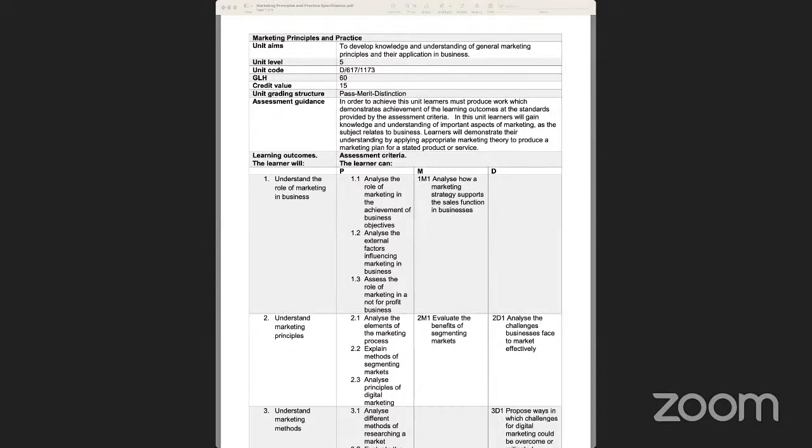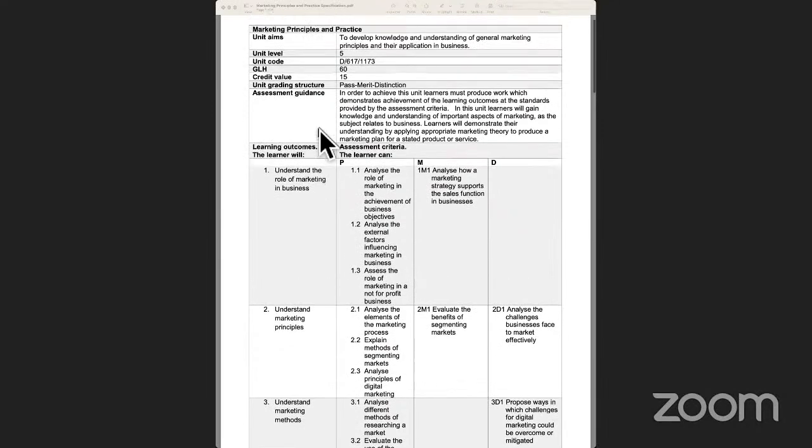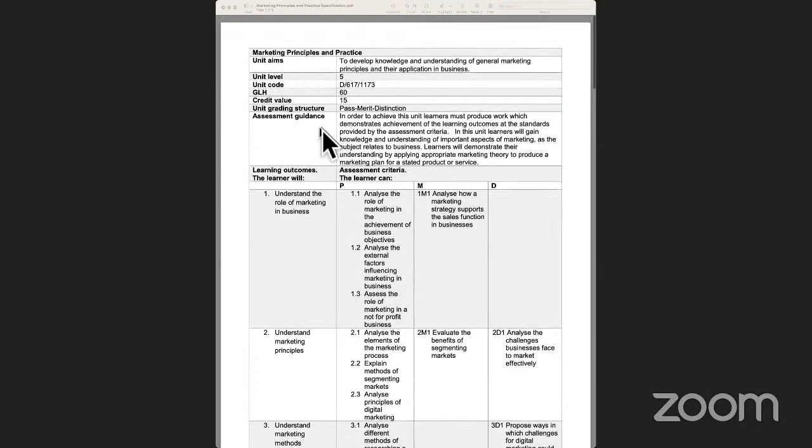Okay, so let's make a quick start with regards to our discussion on learning outcome two. From the previous session, we have covered learning outcome one, which is in the unit marketing principles and practice. In the first session, we looked at an introduction to marketing as a topic.